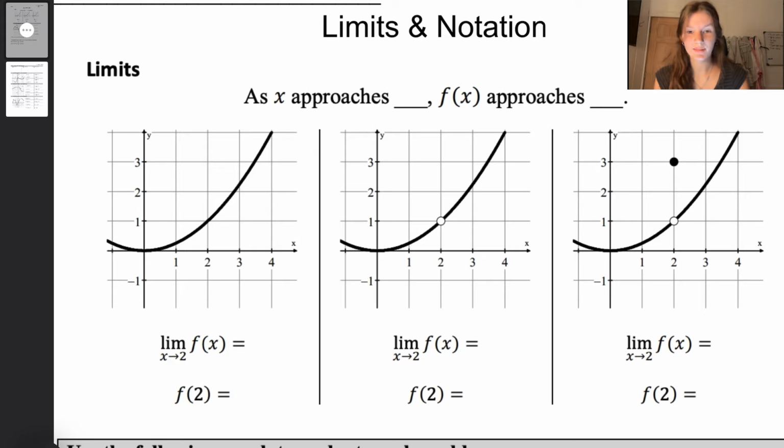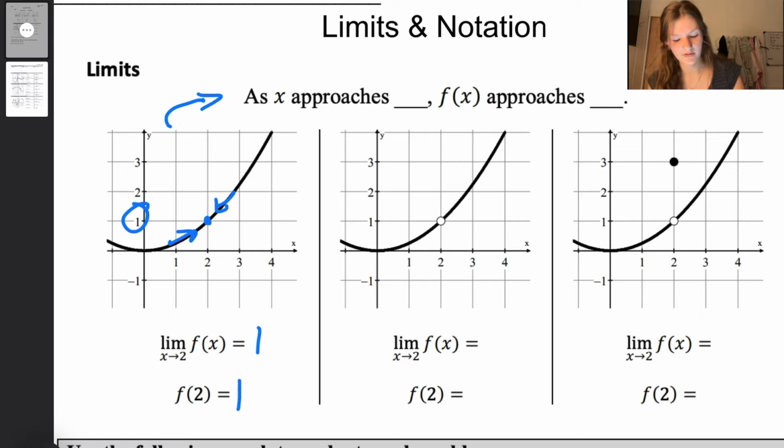Okay, so the limit is the y value that the graph is approaching at a specific x value. So in this problem right here, at the x value of 2, the graph is approaching the y value of 1. That's what the limit is, and it happens to be that f of 2 is also equal to 1. So if we're using this specific problem to fill this out, we'd have as x approaches 2, f of x approaches 1.